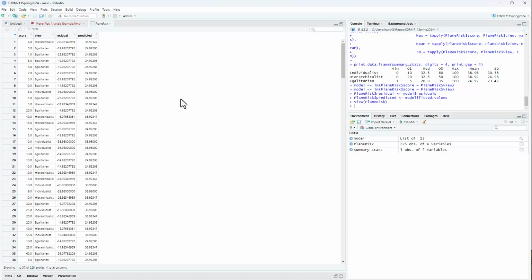And if 2 people have the same value on the explanatory variable, we're going to predict the same response. In this case, we only have 3 different values for the explanatory variable. That is the 3 different worldviews. So therefore, only 3 unique predictions are going to appear in our data set, although the residuals could be different for every single person because we have different observations for each person, and a residual is the observed minus the predicted.